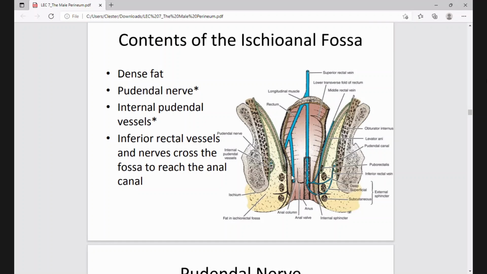At the lateral side, remember, this is a coronal section of the rectum, the anus, and the perineum. Also, you will find that the inferior rectal branch of your internal pudendal artery will cross, almost horizontally, to reach the anal canal this way. Horizontal. So from its point of origin, to reach the rectum and the anal canal, the nerve and the blood vessel will have to cross the fossa to reach the anal canal.